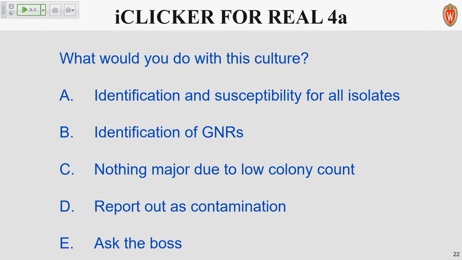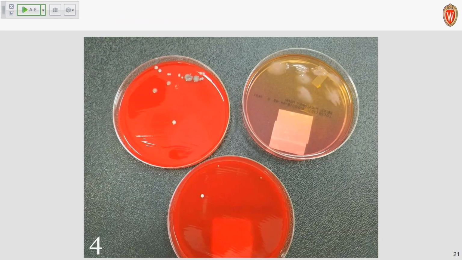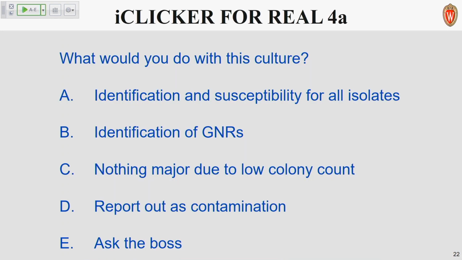And I think those are streaked in semi-quantitative fashion, in quadrant fashion. The MacConkey was not streaked in colony count fashion, just to be completely clear. All right, what about this culture? ID susceptibility of everything, ID of your gram-negative rods, nothing major because the colony counts are low, contamination, or ask for help.